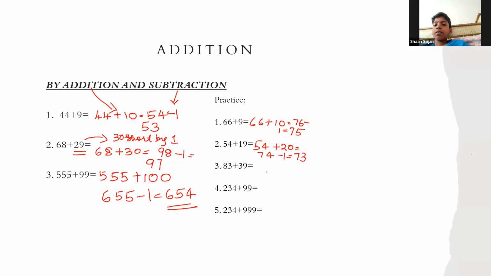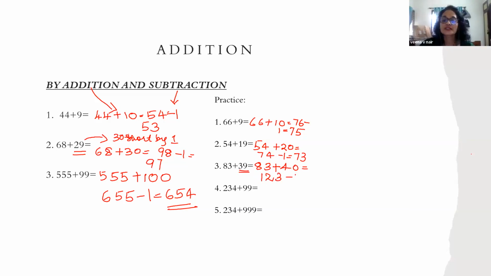Next, which will we take? What is the base that we will take? Which number is it close to? 40. So we'll take it as 83 plus 40. What is it? 123. 123 minus 1 is equal to? 122. Very good. Next one.